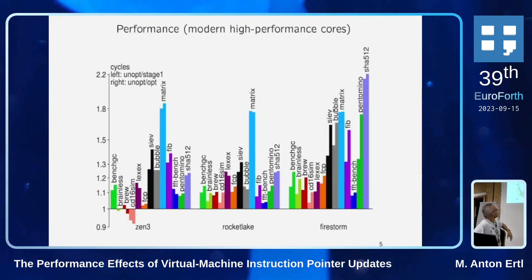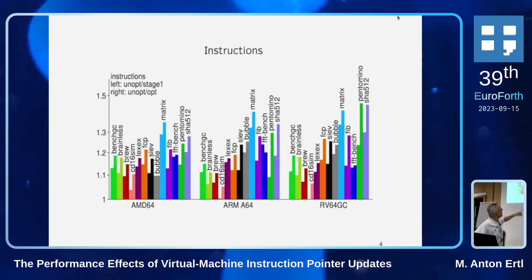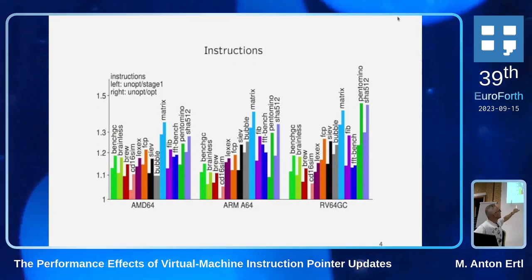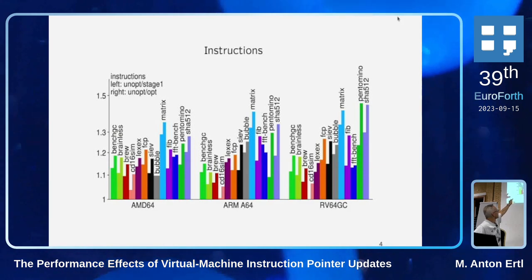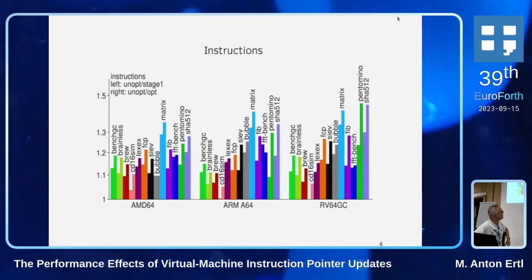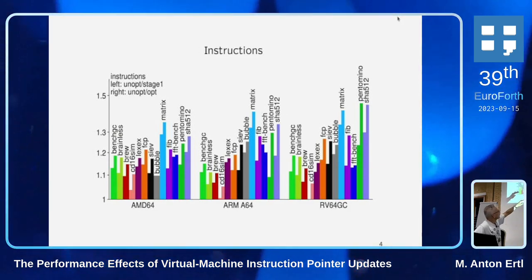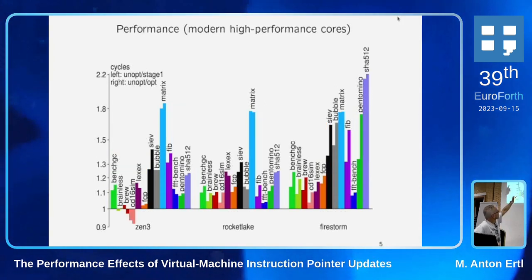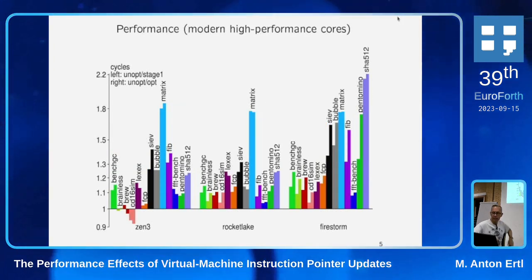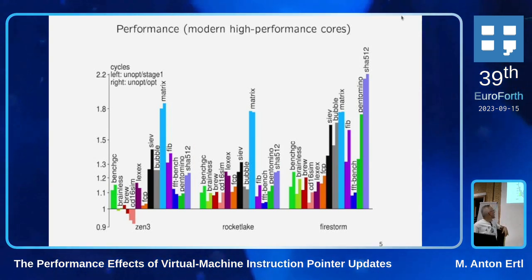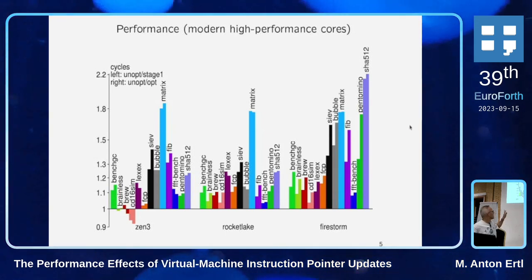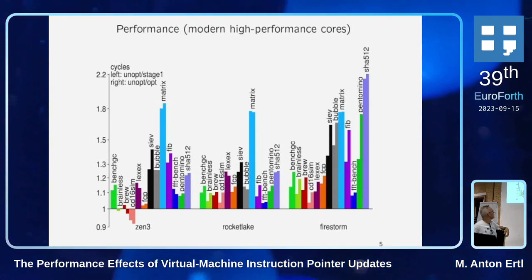And here we have a different scale, so sorry about that. Here you see typically a factor of 1.2, and some going up to 1.4 or something like this. And here's the performance on modern high performance cores. Again, you see on the left the stage one and on the right the full optimization.